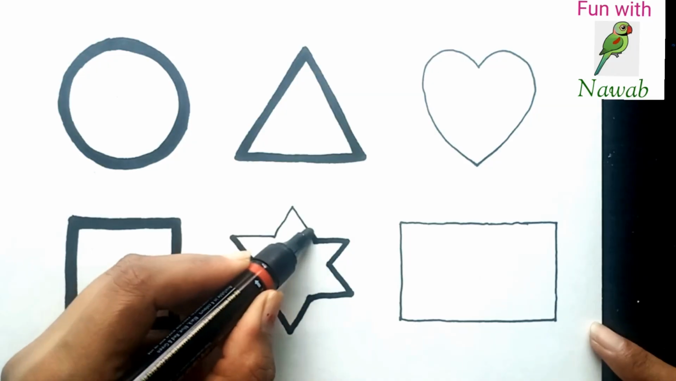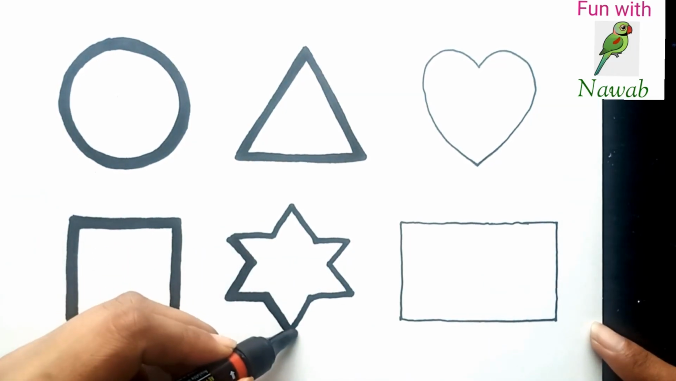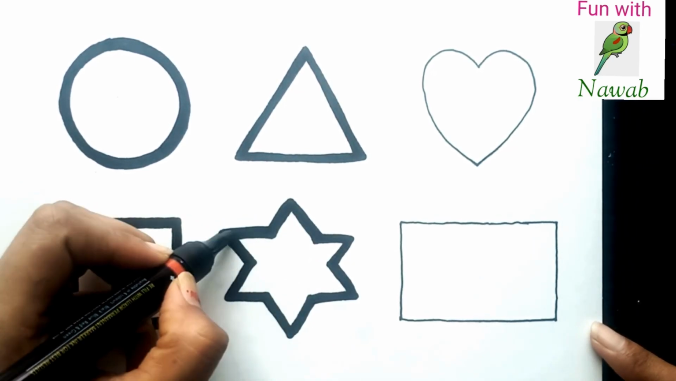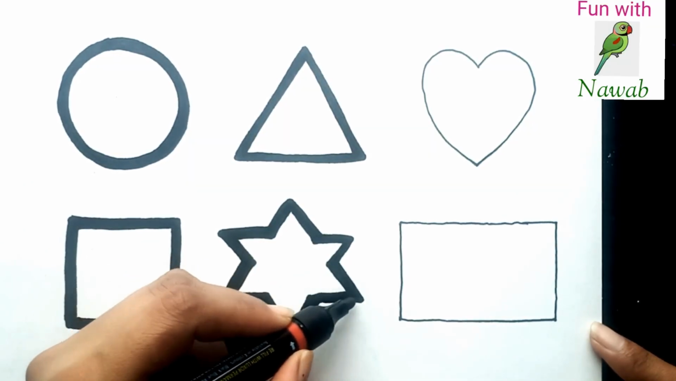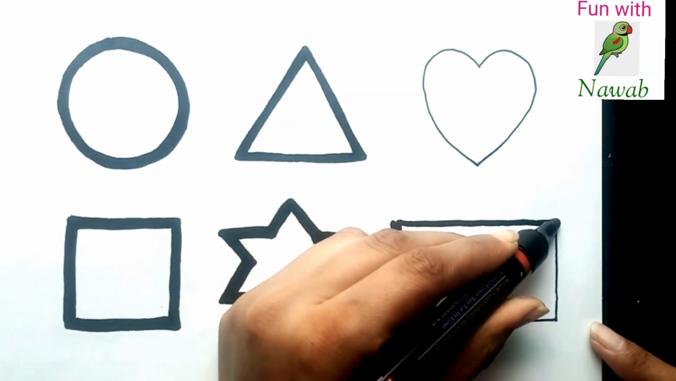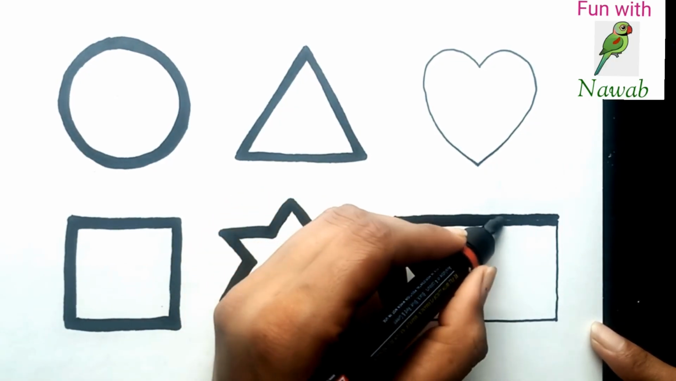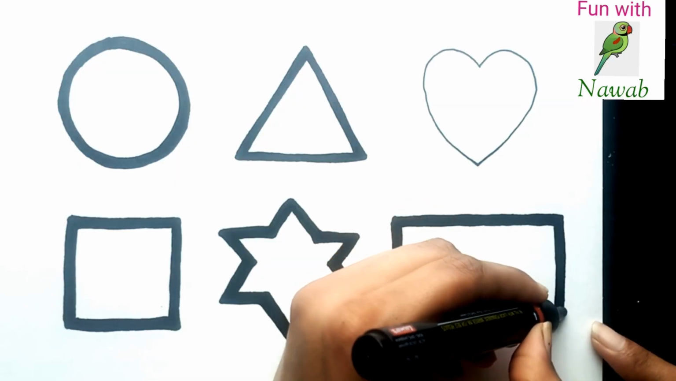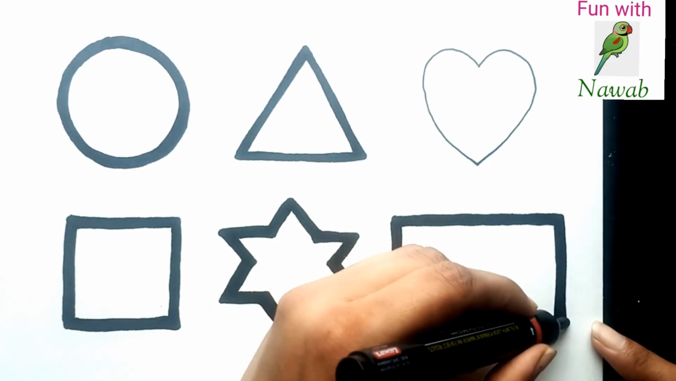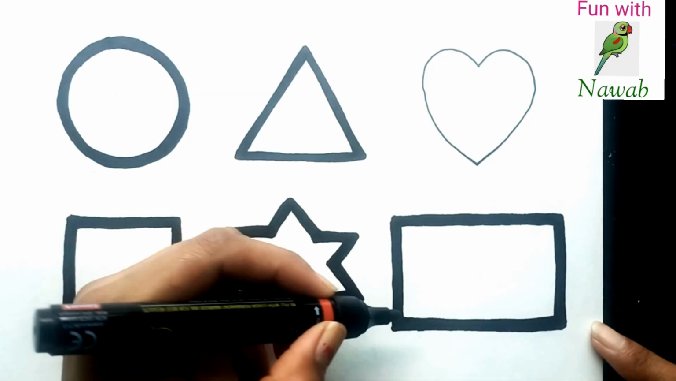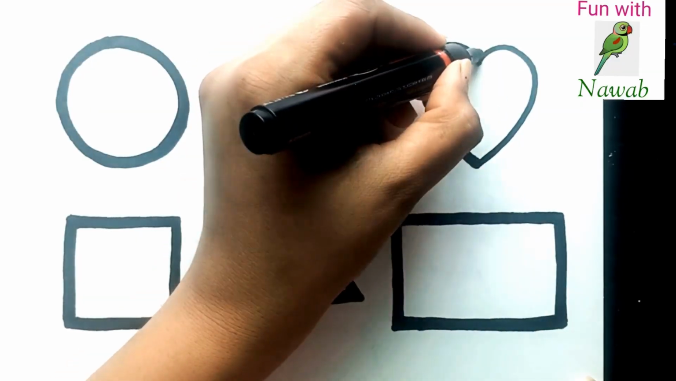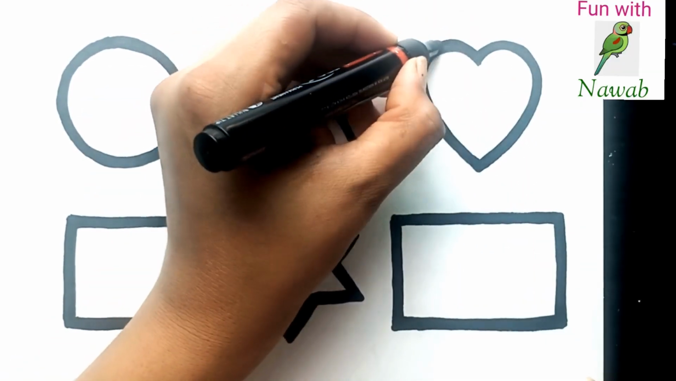Star, star. This is a star, star. Rectangle, rectangle. This is a rectangle. Let's draw these with me. Rectangle. Heart, heart. This is a heart.